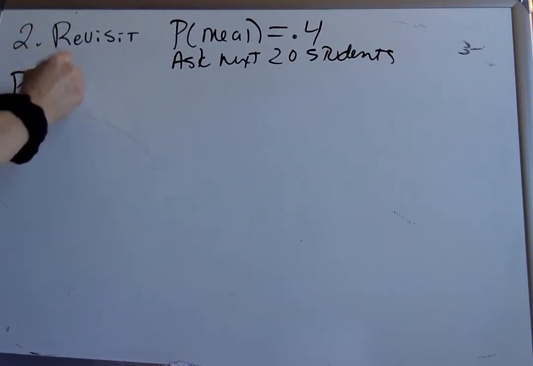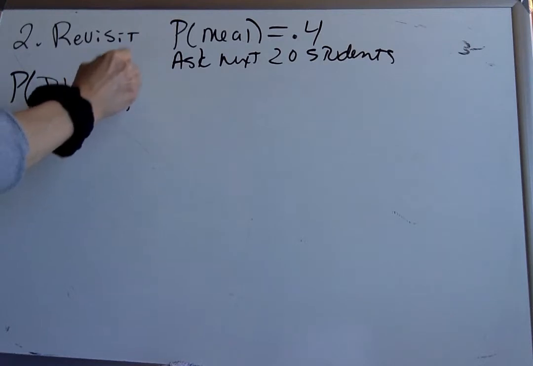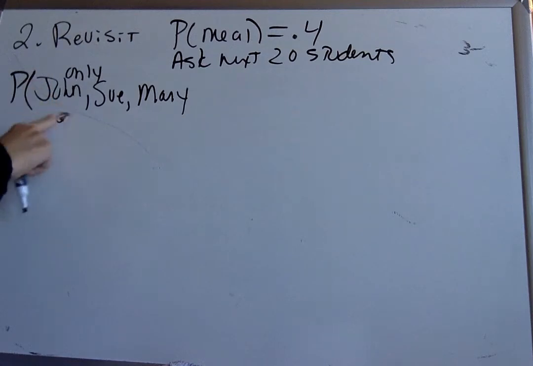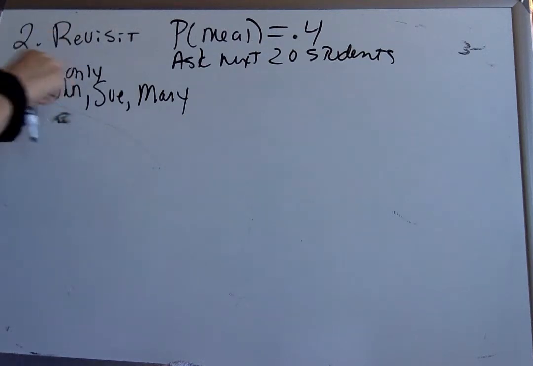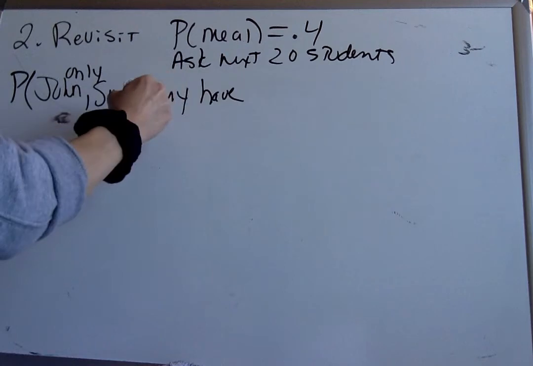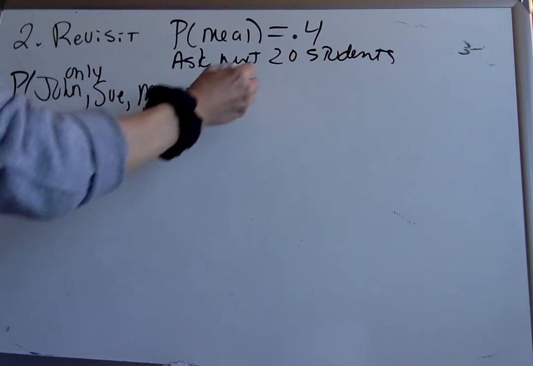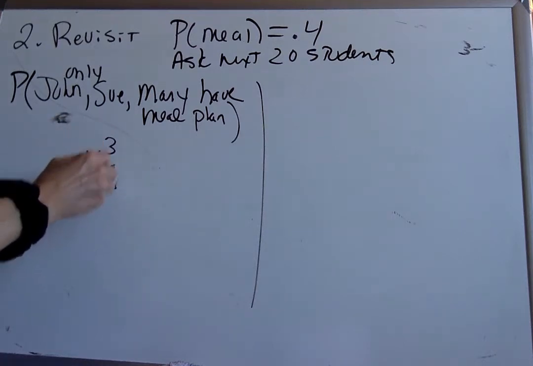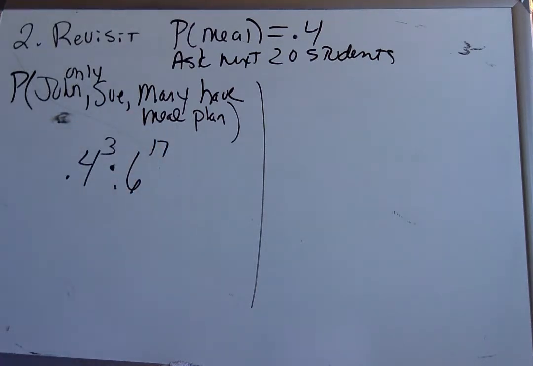What's the probability that only John, Sue, and Mary have a meal plan? I was going to put the only in the wrong spot. See, I named them. I'm not confused as to which 3 people you're talking about. So those 3 people have a meal plan. Remember though, we look at our exponents, we haven't taken care of all 20 students. So that means the other 17 people, whatever their names are, do not have a meal plan.